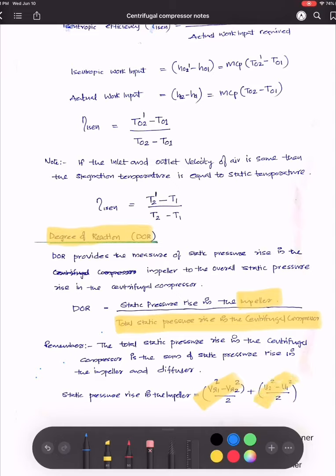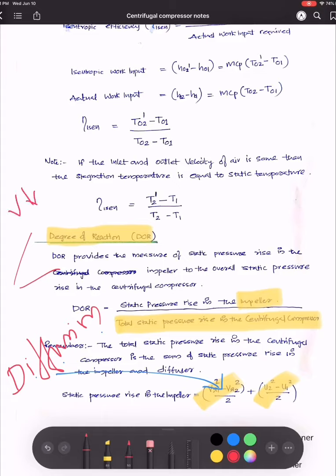In this, the first term, VR1 square minus VR2 square, is the pressure rise taking place due to diffusion of air. That means the impeller has a divergent shape, right? So when air goes through it, its velocity decreases according to the continuity equation, and this decrease in velocity is made up by an increase in pressure. That is why VR2 will be less than VR1. So that pressure rise is given by (VR1 square minus VR2 square)/2, and this part is due to centrifugal action.